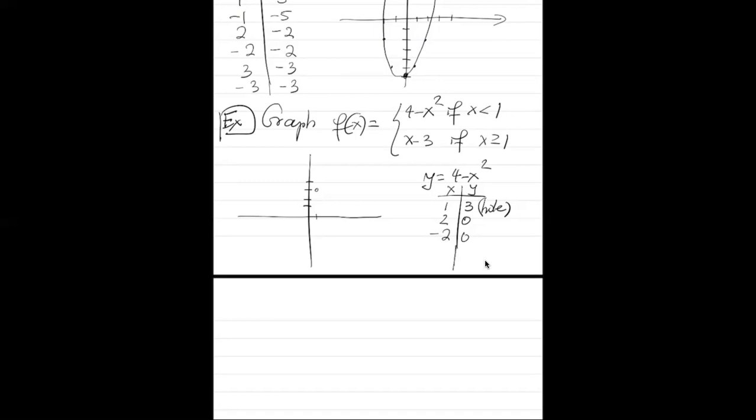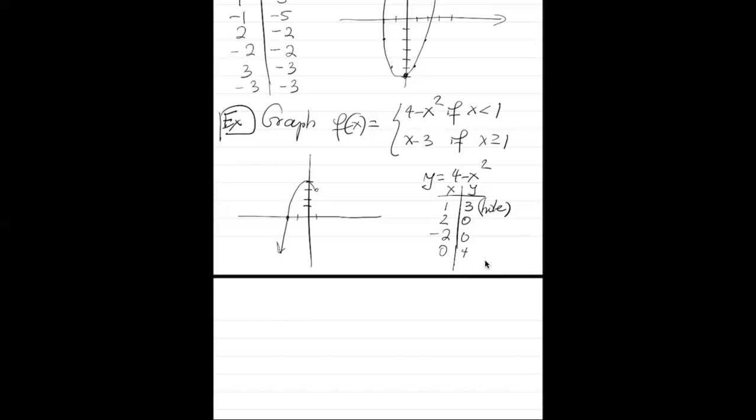Then 2, 0. That point we don't need because we need less than 1. So -2, 0 right here. And if x is 0, that's the point I needed to do. If x is 0, we get 4. So that's the point here. Here's the parabola, or part of it.